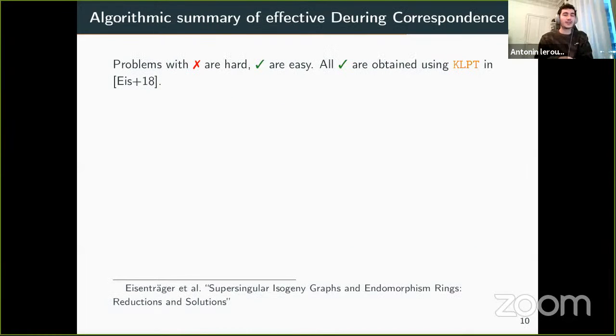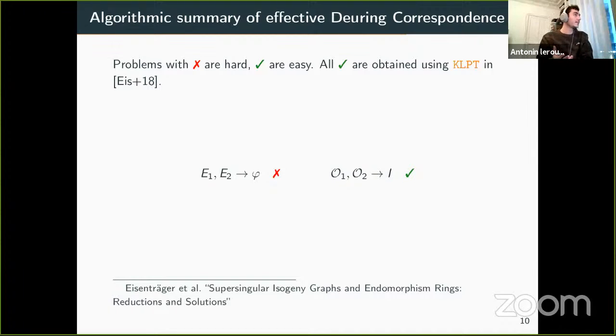So I'll try to give a few problems that can arise with the objects that we have in this Deuring correspondence. And we're going to see that KLPT allows us to obtain very powerful results on those problems. So we start with our two basic problems. On the left, basically the supersingular isogeny problem, and on the right, the quaternion path problem. And as I said, KLPT allows us to solve the problem on the right, but we still believe that the left problem is hard. So then what kind of other problems can we encounter?